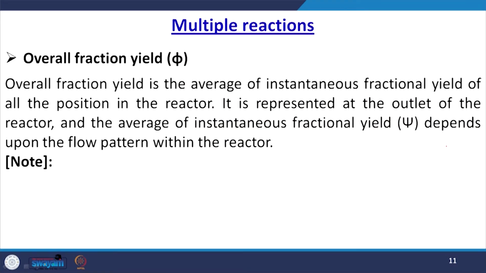So, this phi is the overall fraction yield. Now, this overall fraction yield is the average of instantaneous fractional yield of all the portions in the reactor. So, whatever portion you have discussed, it carries all the information of the entire reactor system. Now, it is represented at the outlet of the reactor, and the average of instantaneous fractional yield psi depends upon the flow pattern within the reactor.